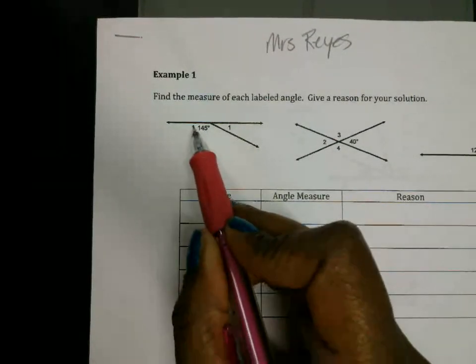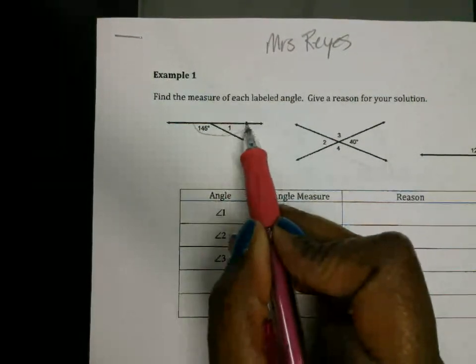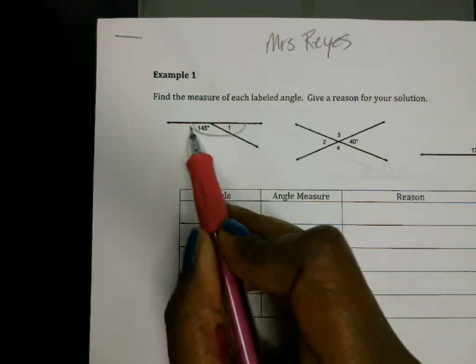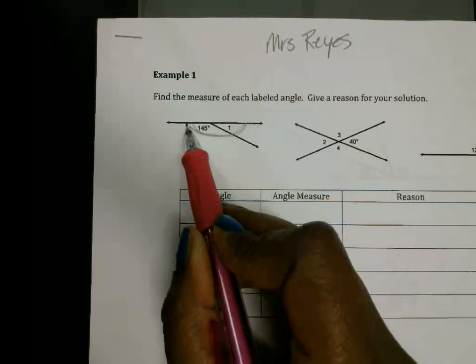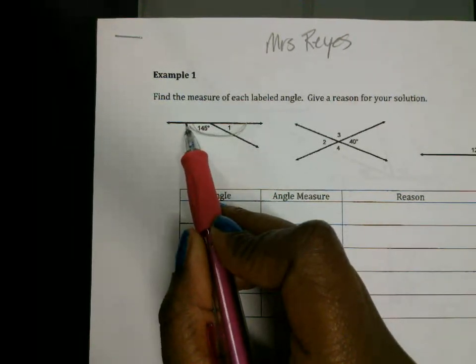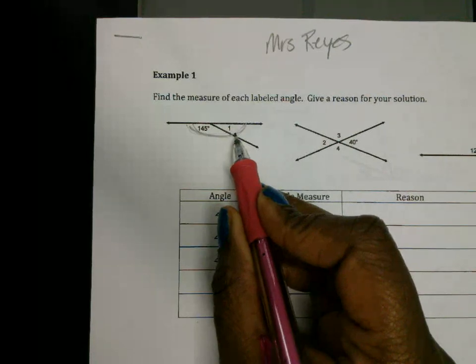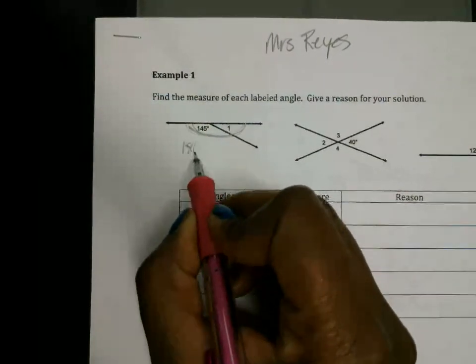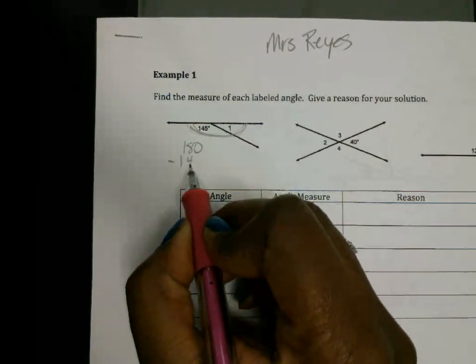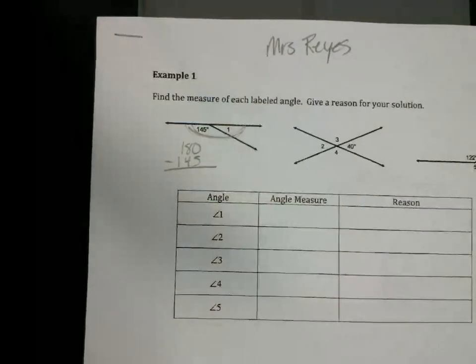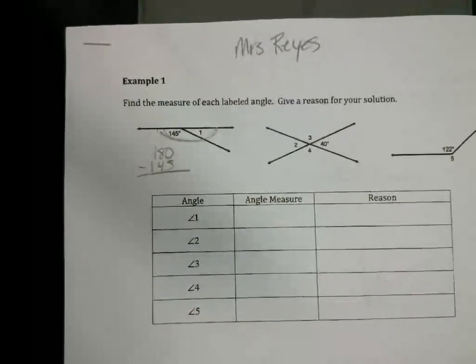These two angles are adjacent. They're adjacent, but they also form a straight line. It's a straight angle. They are supplementary. In order to find the missing measurement of angle 1, we're going to say 180 minus 145. That's how we're going to find the angle measurement for angle 1.